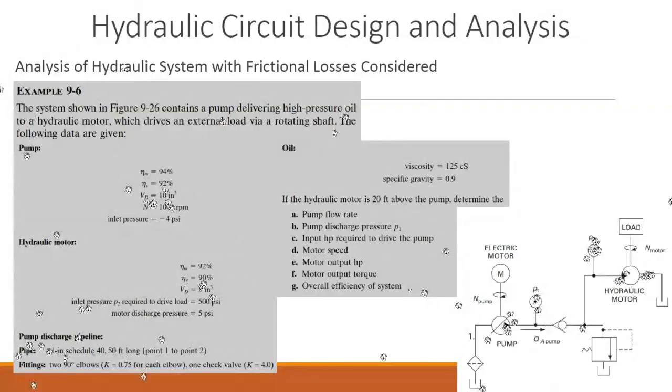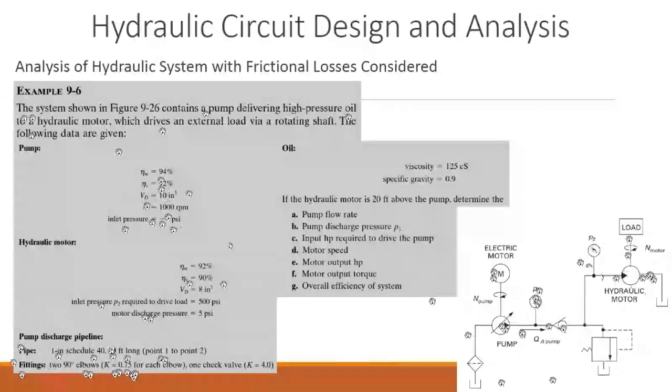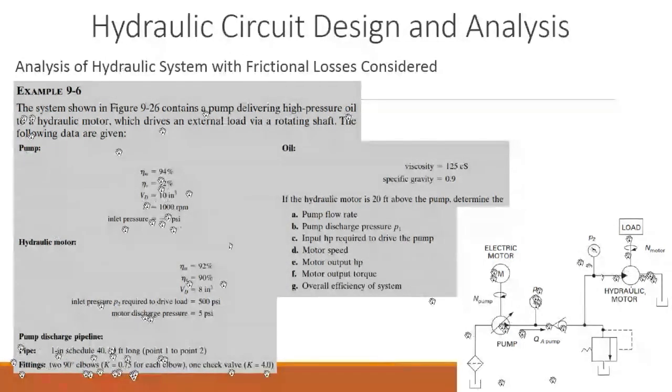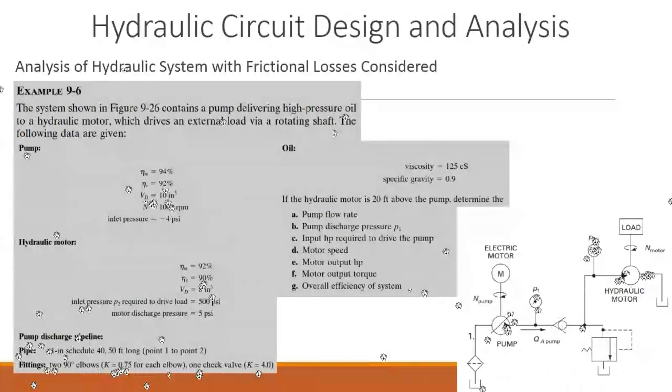Now, fittings. There are some fittings. One is the two 90-degree elbows, in which the K factor is given as 0.75 for each elbow. So if you are going to find the equivalent length, you have to multiply by 2 because there are two 90-degree elbows. And then one more thing, which is one check valve, where K is equal to 4. So we have one check valve and two 90-degree elbows. What else? Viscosity is given.